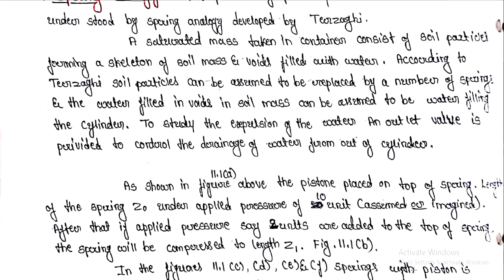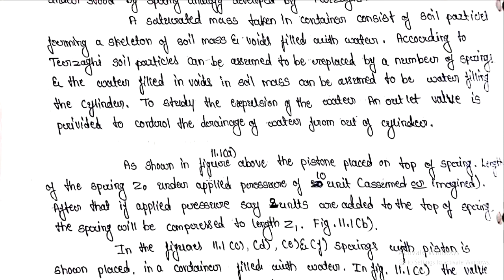Next you can see figure number 11.1a. The figure shows the piston placed on top of the spring. The length of the spring is Z0 under an applied pressure of 10 units, assumed to be imaginary.